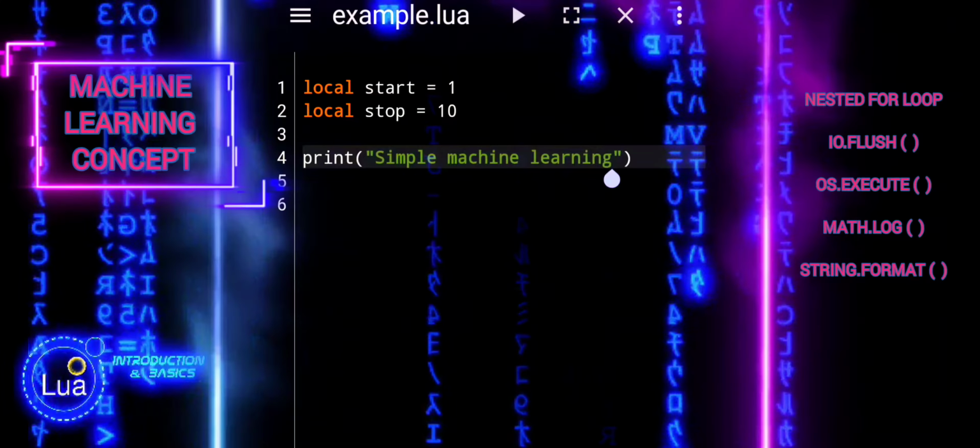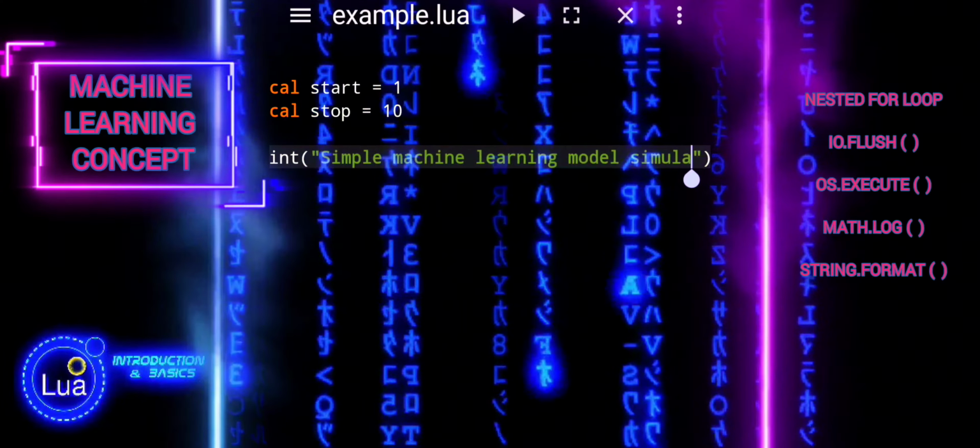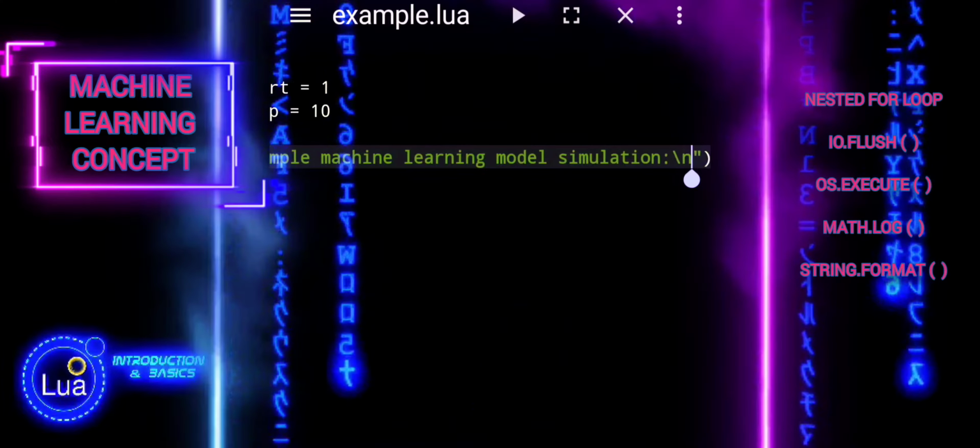These lines initialize the start and stop variables to define the range of numbers for our simulation, from 1 to 10, and print a message indicating the start of the simulation.